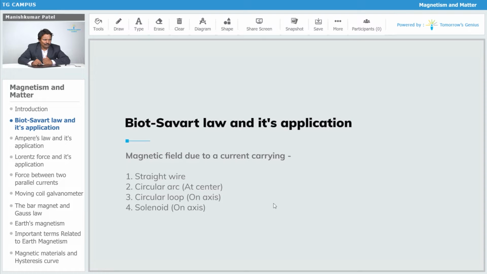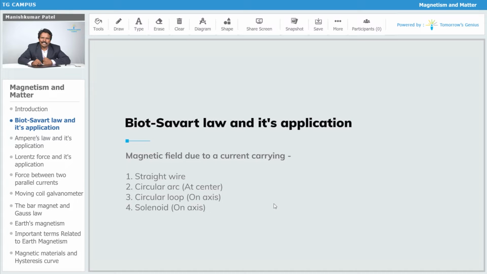Before that, one more thing that we can see. We can compare Biot-Savart's law along with Coulomb's law also. If you remember, Coulomb's law was only due to the point charge. The point charge is the source for the electric field. So this charge Q, that source, is only a scalar quantity.